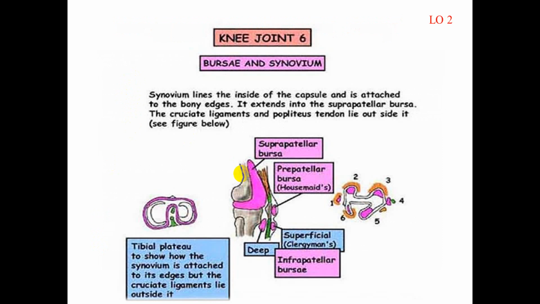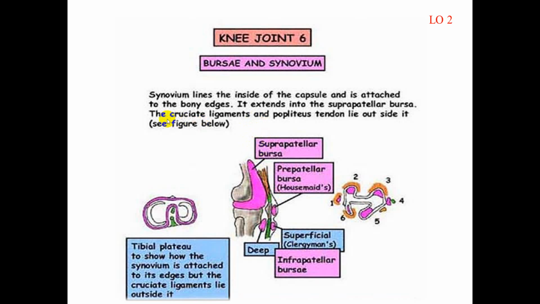Now we come to the synovium of the knee joint. The synovium lines the inside of the capsule, and it is attached to the articular margin, and it extends superiorly, forming the suprapatellar bursa. This area is devoid of capsule, but there is a synovial pouch between the quadriceps tendon and the femoral bone, forming a bursa called the suprapatellar bursa.